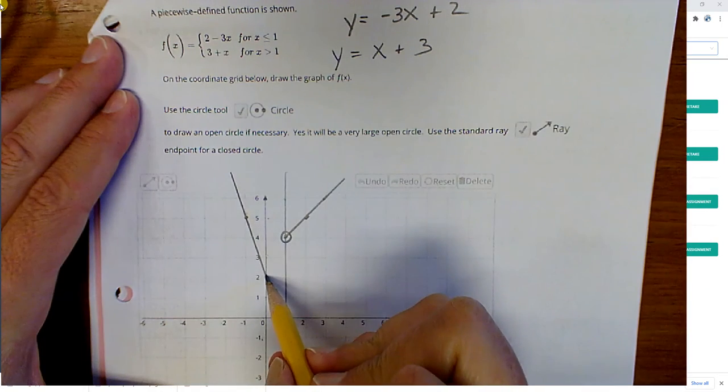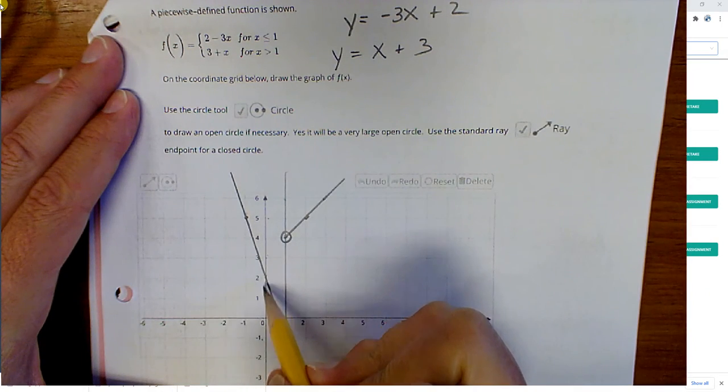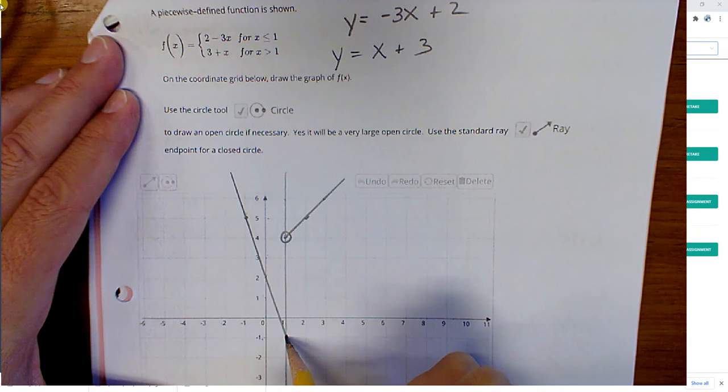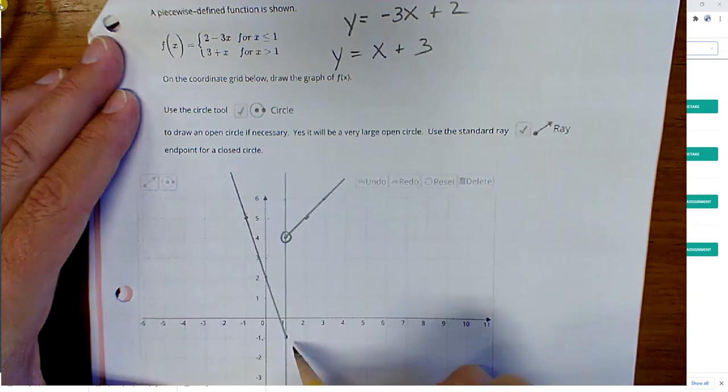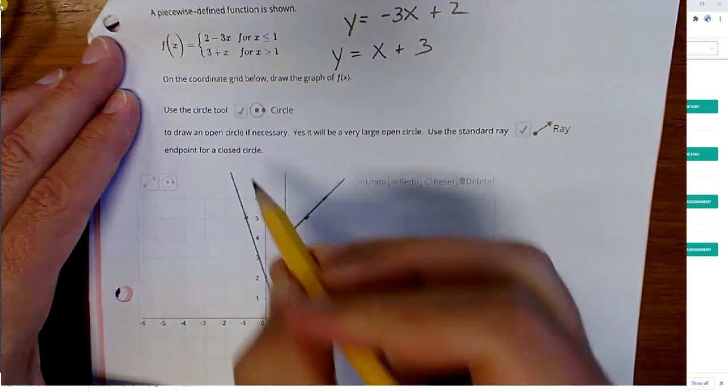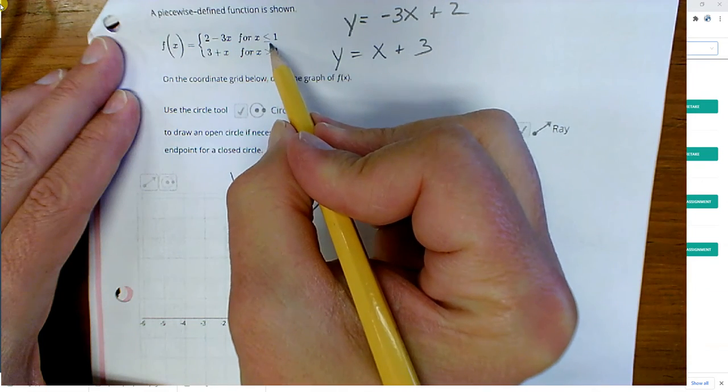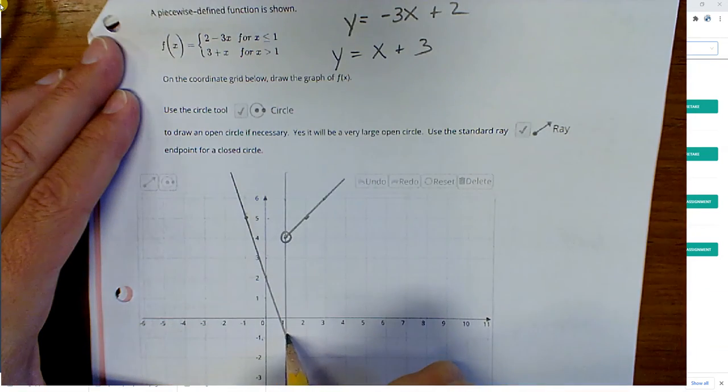So I started at 2, and then I went down 3 over 1, and I hit the border. So I stopped. And then I went up 3 over 1, up 3 over 1. So I got this line right here. And you can see that it's a closed circle right there.